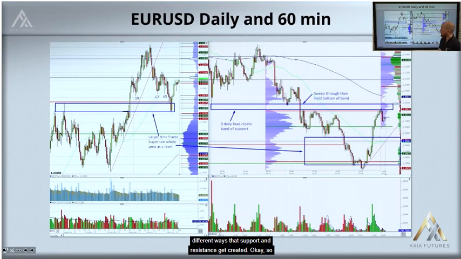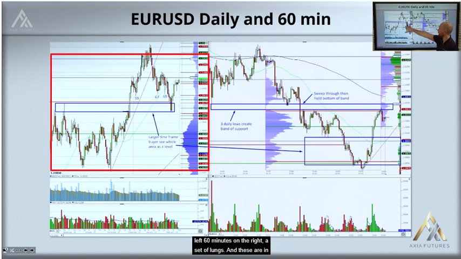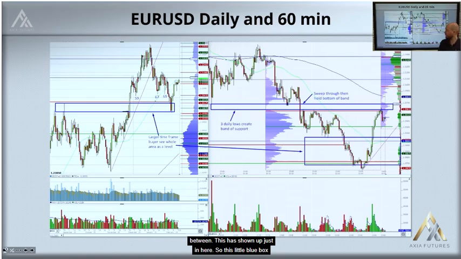Okay, so what we'll look at to start with is the difference between a daily level and a 60-minute level. Now what we've got here is a daily chart on the left, 60-minute on the right, a set of lows. And these are in the euro. These come in at 120, 59, 67, and 69. So 10 ticks between them all. This is shown up just in here. So this little blue box here, the upper blue box, covers these three lows.